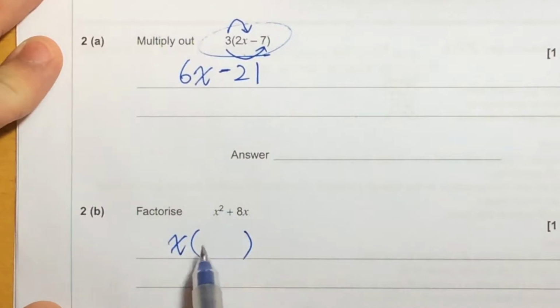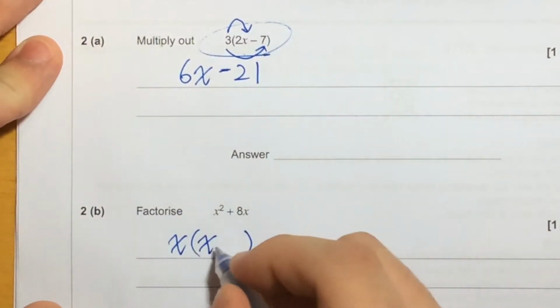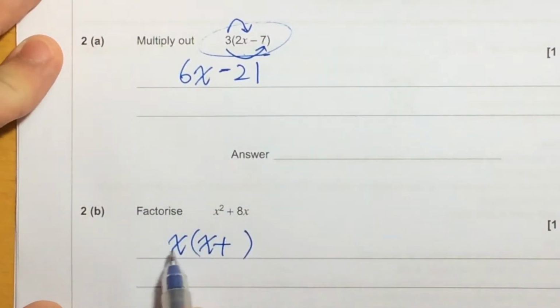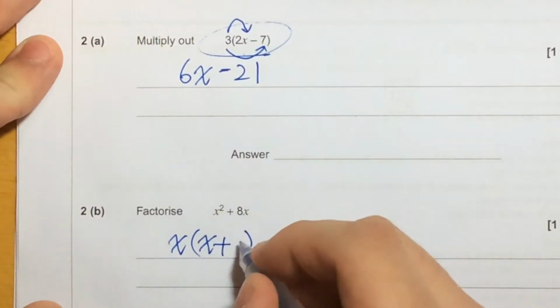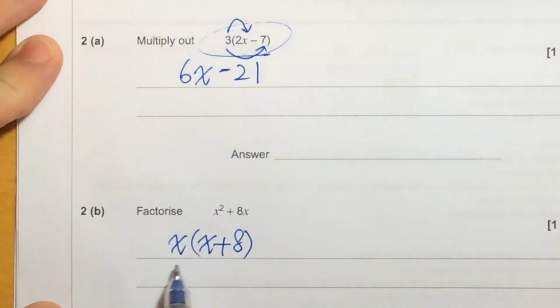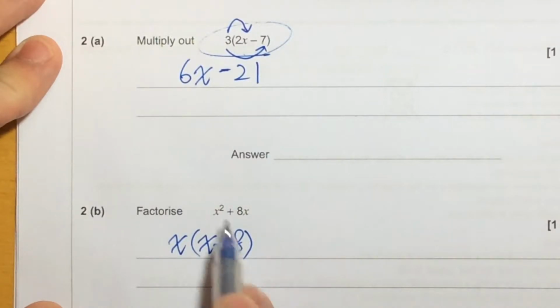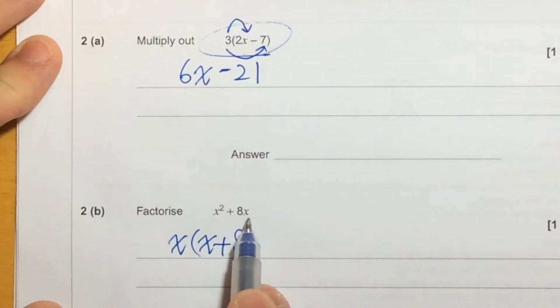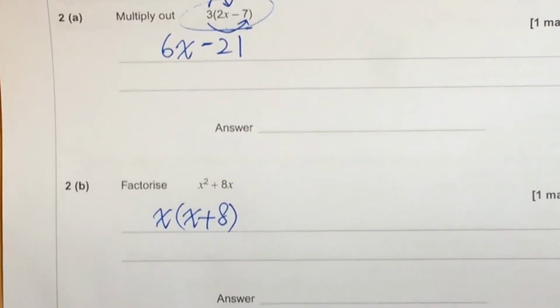x times x is x squared. Remember the plus sign. And finally, 8 times x is 8x. So as we can see, you can really translate the entire thing in terms of this factorization. x times x is x squared, and x times plus 8 is positive 8x. So that's how you get the answer for 1 mark.